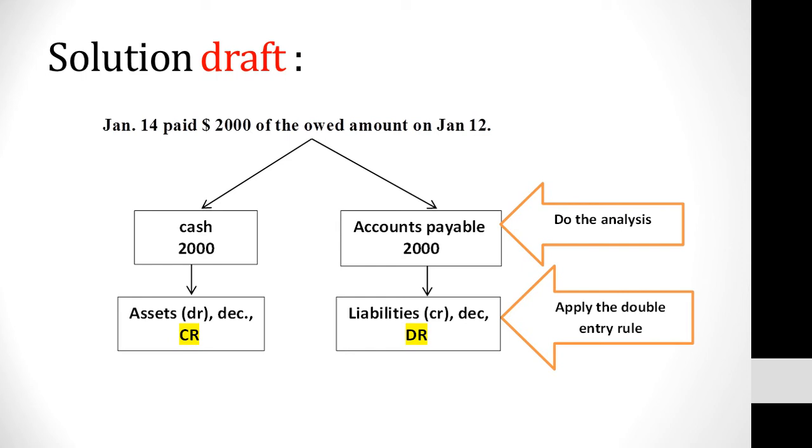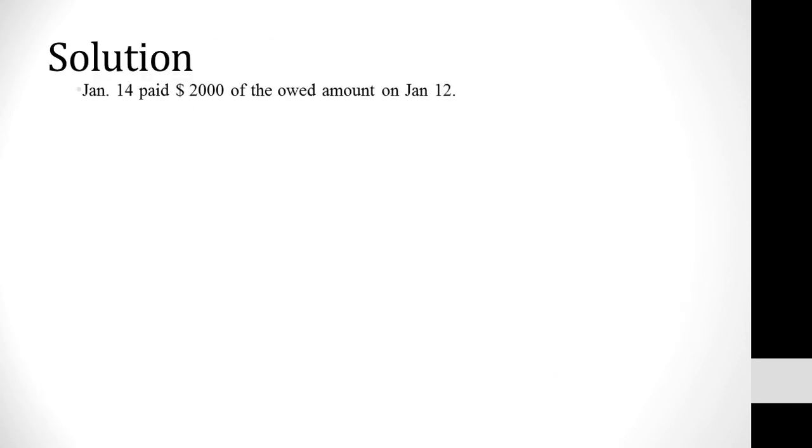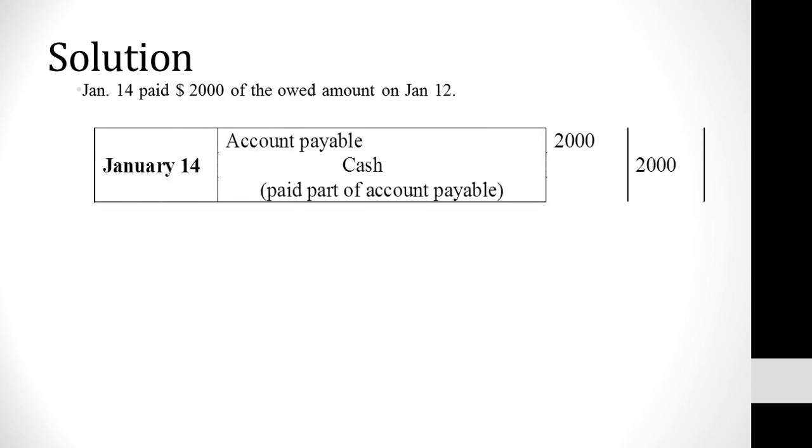January 14, paid 2,000 of the owed amount on January 12. So the two involved accounts here are cash and accounts payable. Cash is an asset. It is normally debit. It decreased, so you place it in the credit. Accounts payable is a liability. It is normally credit. It decreased because you are paying and you are fulfilling part of your debt, so you place it in the debit like so. Accounts payable in the debit side for 2,000, cash in the credit side for 2,000.